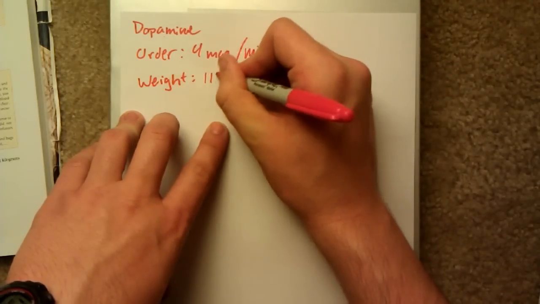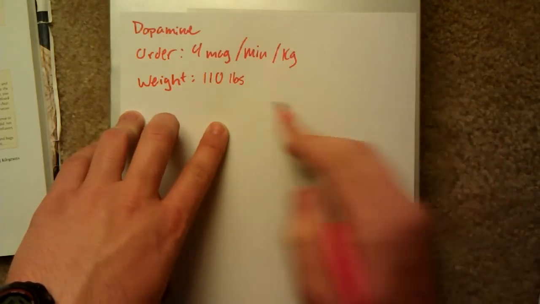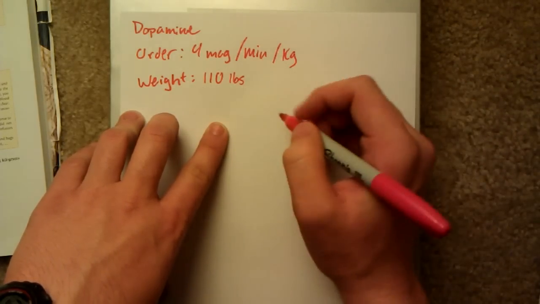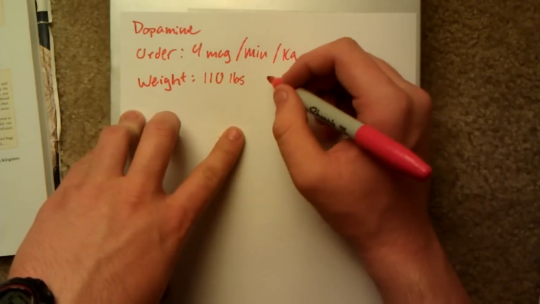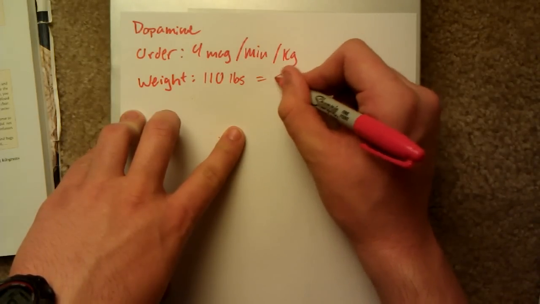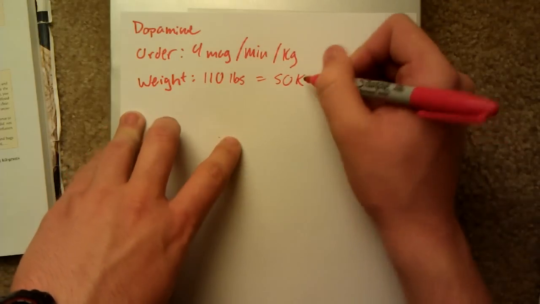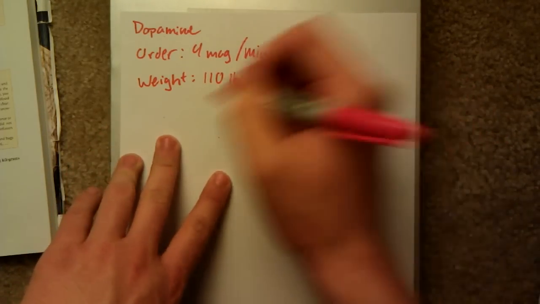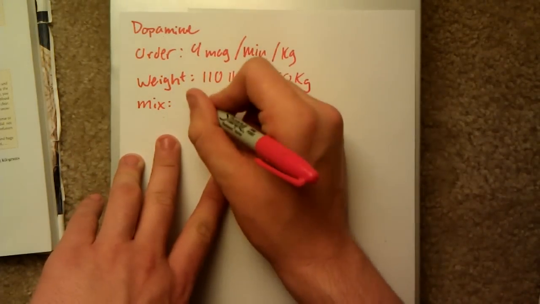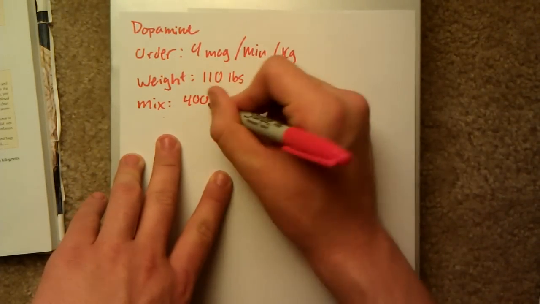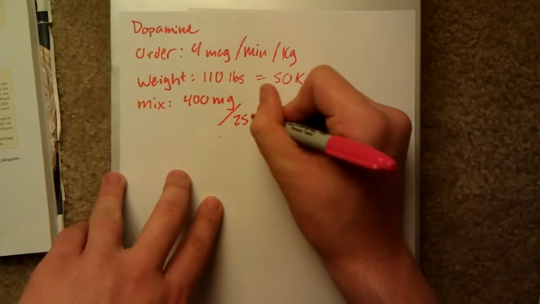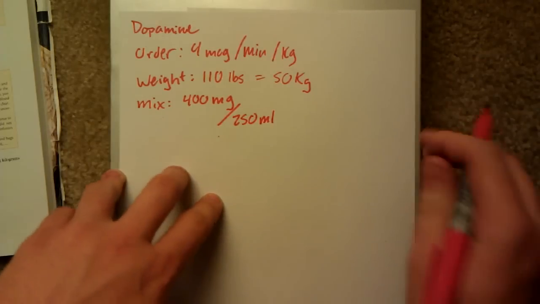Next is the weight. Patient weighs 110 pounds. But since our order says kilograms, we're going to do the conversion right now. The conversion from pounds to kilograms is dividing the pounds by 2.2. And this happens to equal 50 kilos. And next is the mix. The mix is standard. The standard mix of dopamine is 400 milligrams in 250 milliliters of solution.